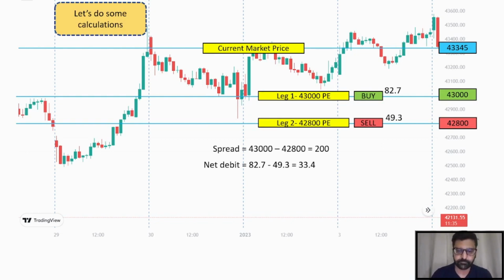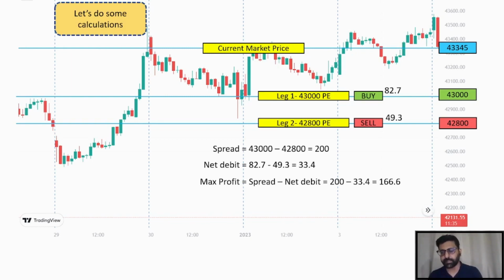All right. And max profit will be spread minus net debit. So our spread is 200, net debit is 33.4. So max profit will be 166.6. When will this happen? This will happen if we close below 42,800 at the time of the contract expiry, right? Whatever these contracts are, 43,000, 42,800, let's say if these are weekly, then on the weekly expiry, if we settle below 42,800, that is where our maximum profit will be. Max loss is equal to the max debit. So whatever we have paid to buy this spread, that will be our maximum loss.